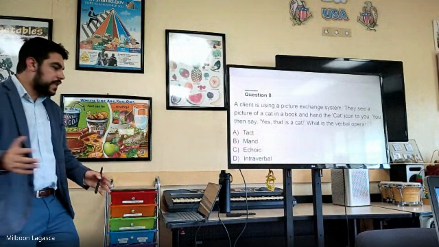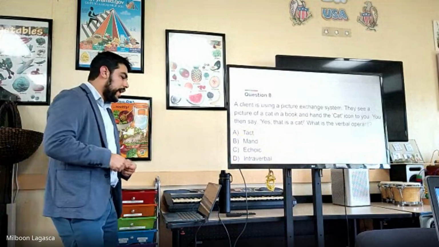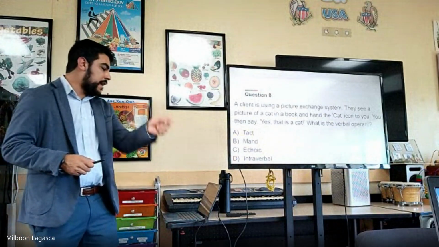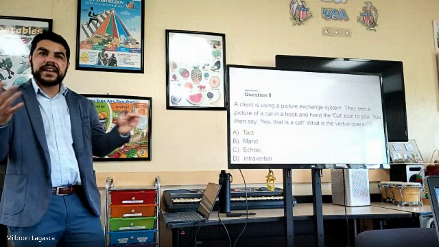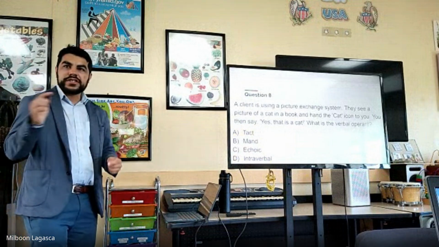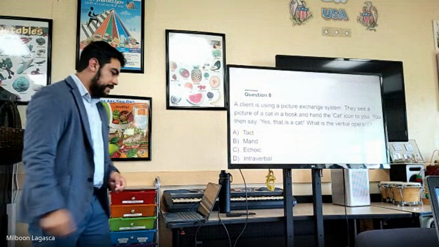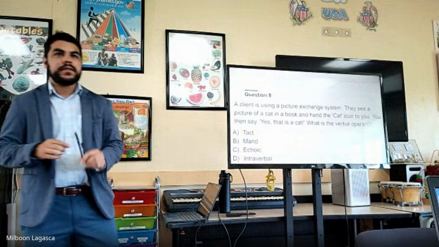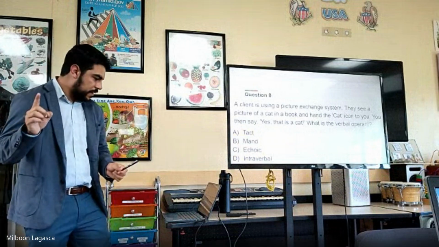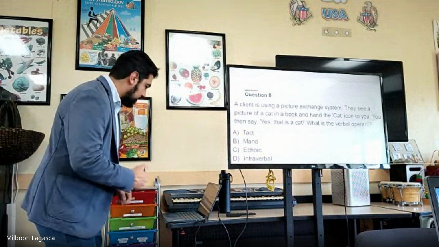The client is using PECs. They see a picture of a cat in a book and they hand you the cat icon. You say, yes, that is a cat. Which is the verbal operand here? Okay, I'm hearing A. I'm hearing C. Let's take a look.